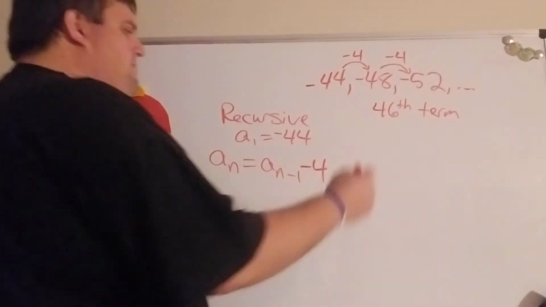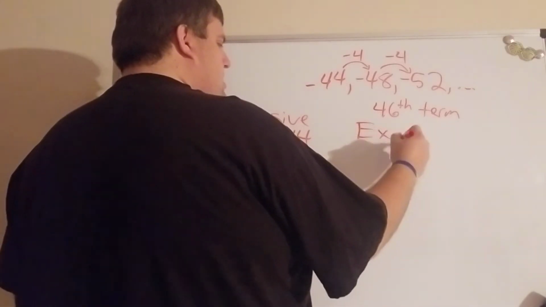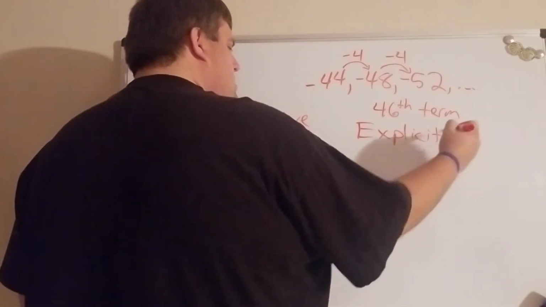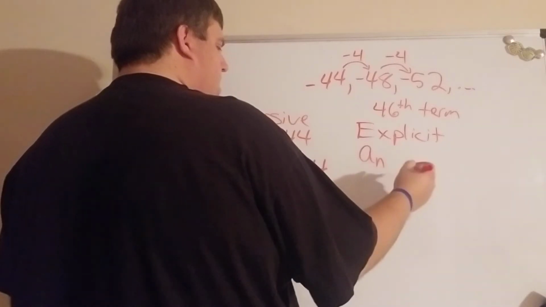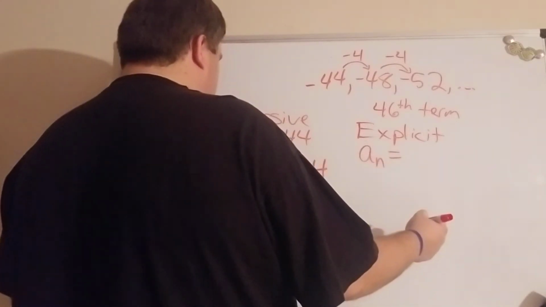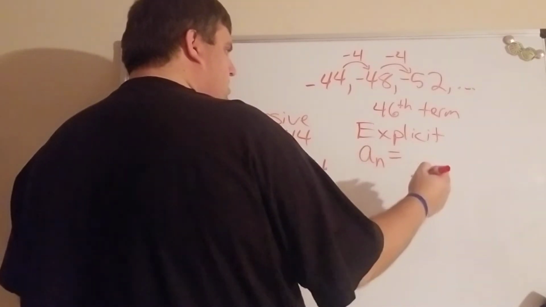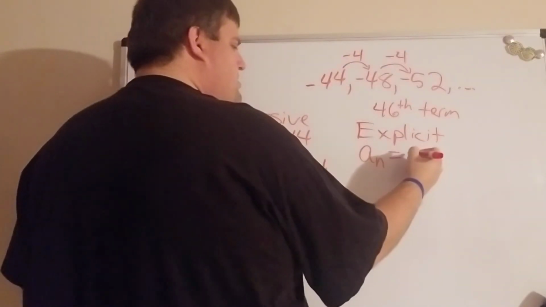For the explicit formula, we have a sub n equals our common difference, so negative 4.